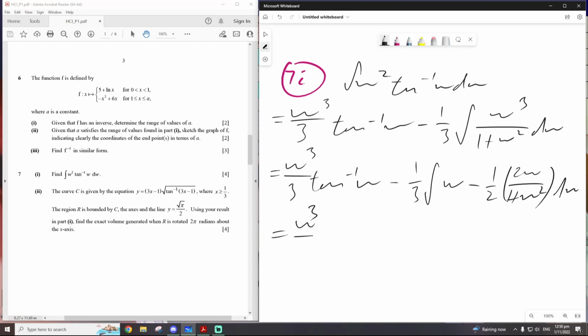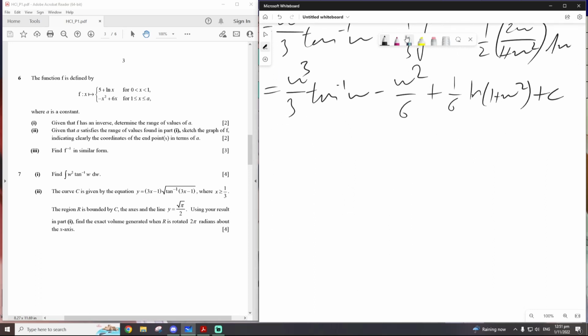So that I get w cubed over 3 tangent inverse w minus 1/3 w squared over 2. Alright, and then finally when I integrate this, I get plus 1 over 6 ln 1 plus w squared plus c. Let me just check. Yep. And there is no need for the modulus on the ln because of the fact that 1 plus w squared is always positive.